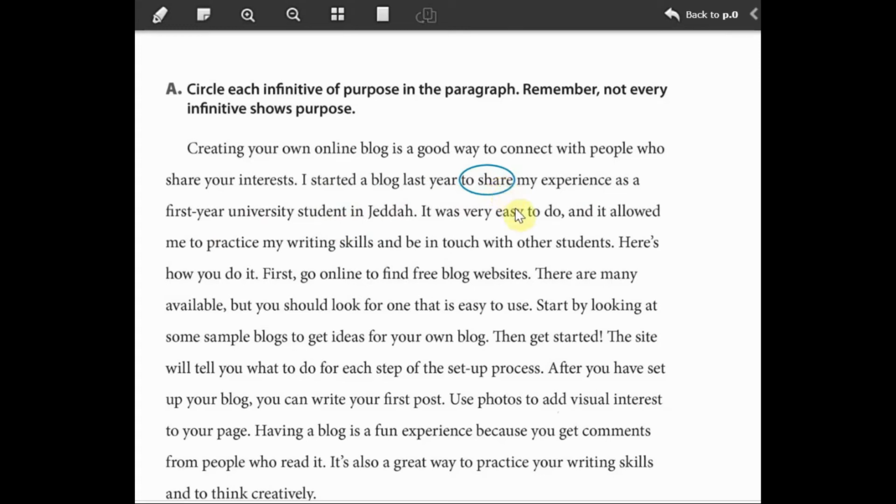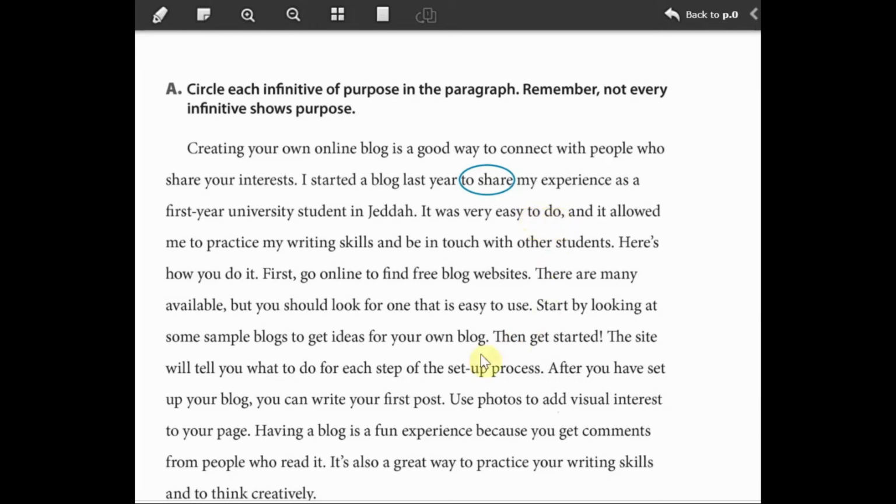Let's look at the second sentence after it. And that is, it was very easy to do, to the end of the sentence. Easy to do. To do. Is it an infinitive? Yes, it is an infinitive because it has to plus base form, or the dictionary form. But is it of purpose? No, it is not an infinitive of purpose because it does not answer the question why, and we cannot add in order to in the sentence.